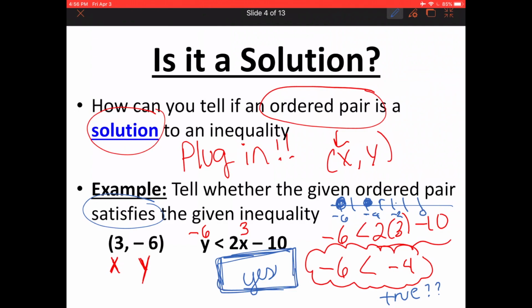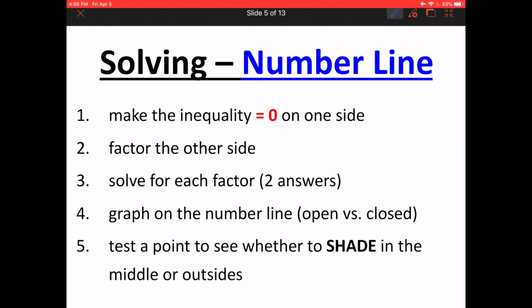Your answer would just be yes, okay? And your first few homework problems are going to be like that, just telling me yes or no. All right, now let's look at our first method of solving, which is going to be solving on the number line.